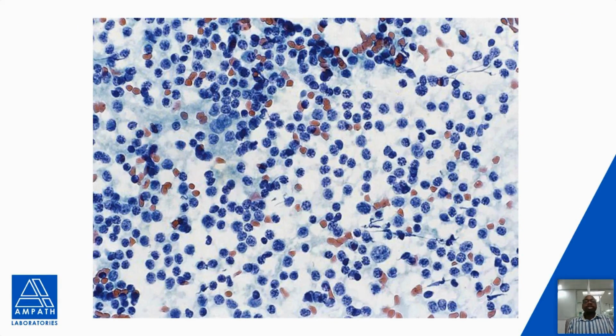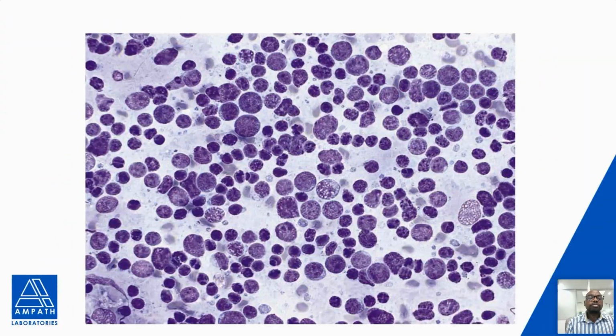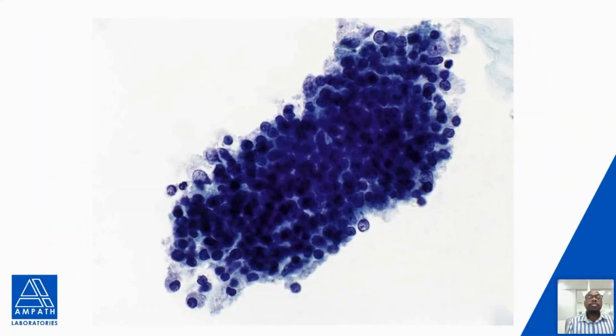So this micrograph just shows a polymorphous population of lymphocytes. In this micrograph, I'm not able to see any tingible body macrophages, which are macrophages that have ingested some material within the cytoplasm. This is just a Giemsa stain of the same lesion. And then this is what they call dendritic lymphocytic aggregate.